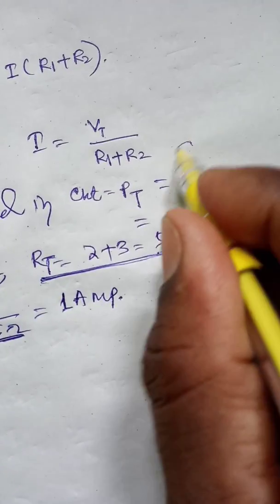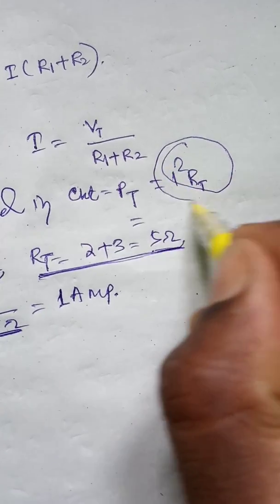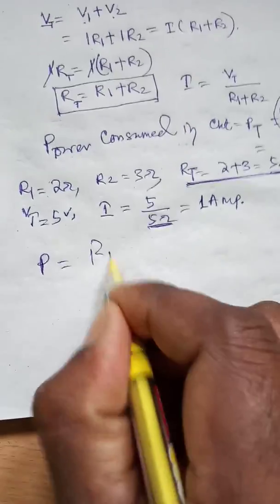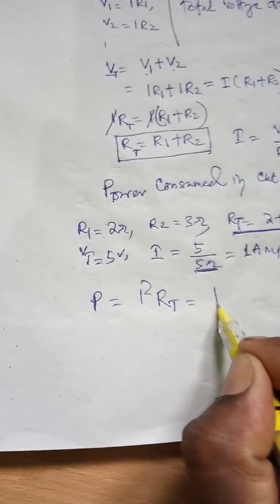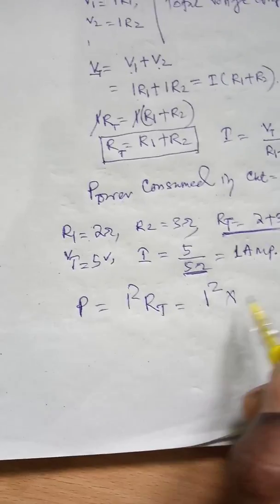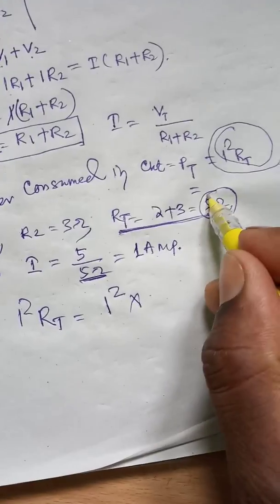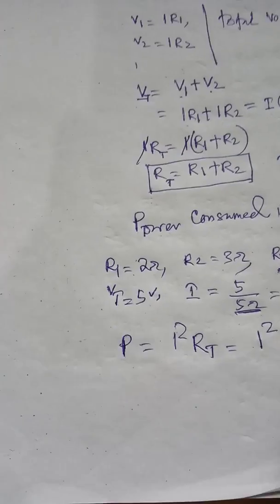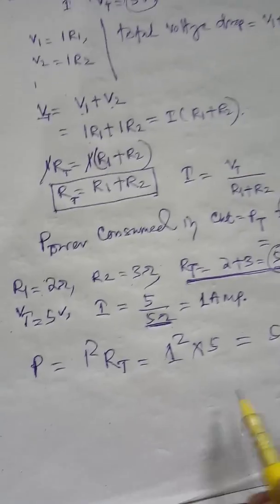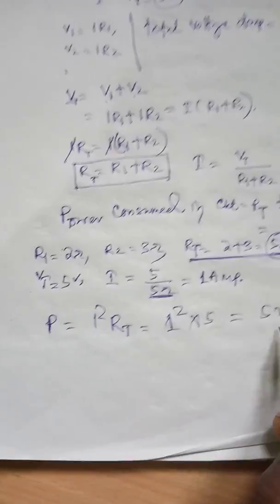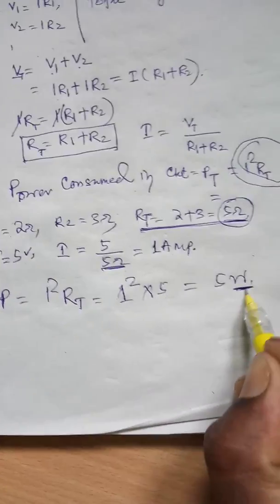So what is the total power consumption? Total power consumption, that means P is equal to I square RT, which is 1 ampere squared into RT. The RT is equal to 5 ohm, so P is equal to 5 watt. The unit of power is watt.